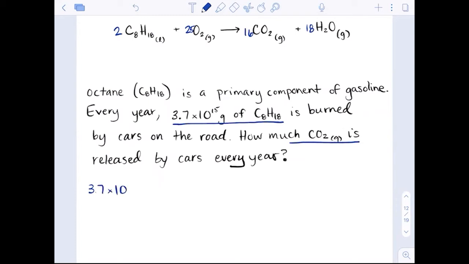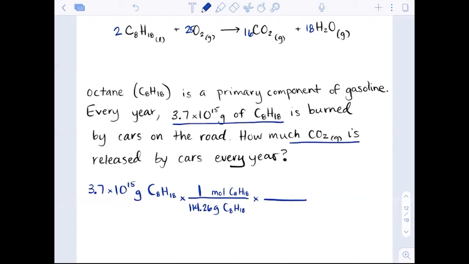3.7 times 10 to the 15 grams is where we are going to start. That is our given. What we want to do from there is convert to moles. We need moles of C8H18 to do anything with that balanced equation. I need to divide by grams in order for my units to cancel so that I can get moles. Again, 114.26 grams. Now, I have moles of octane.